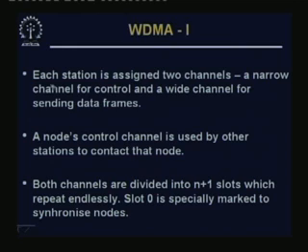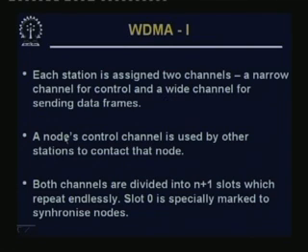So, let us just look at the scheme. Each station is assigned two channels, a narrow channel for control and a wide channel for sending data frames. Which means that each station has two channels, a narrow channel for control and a wide channel for sending data frames. The channels could also be of the same size, it does not matter, but for control we do not require so much bandwidth.